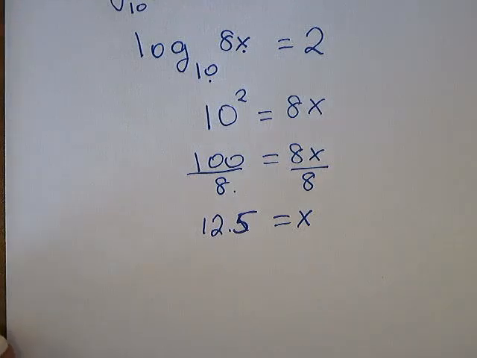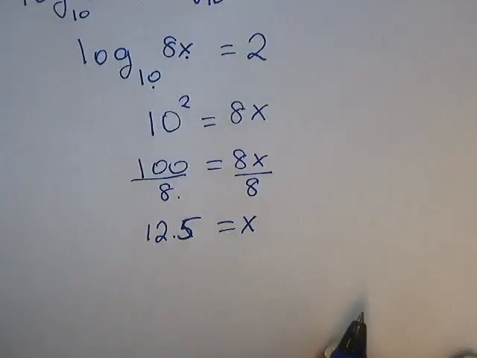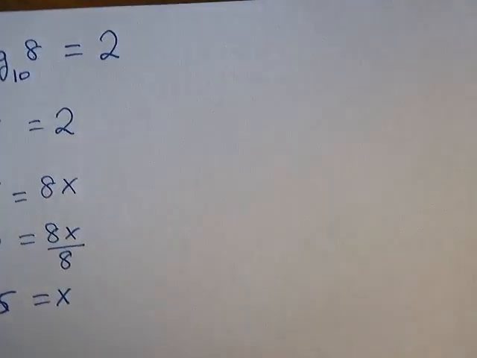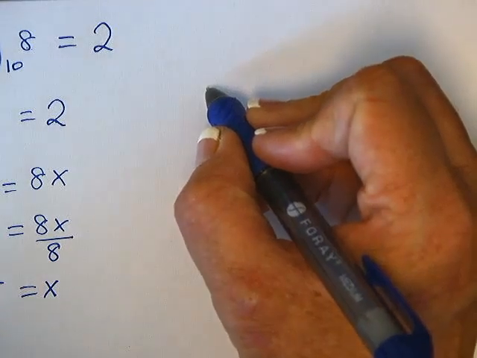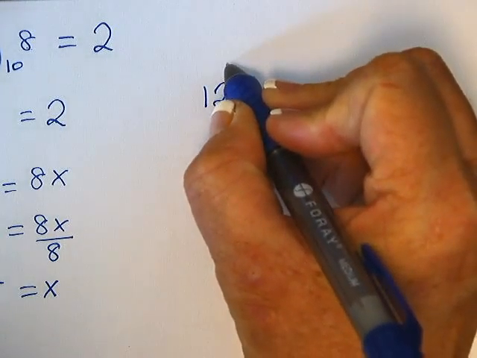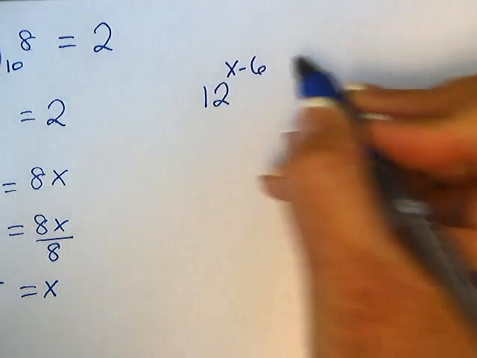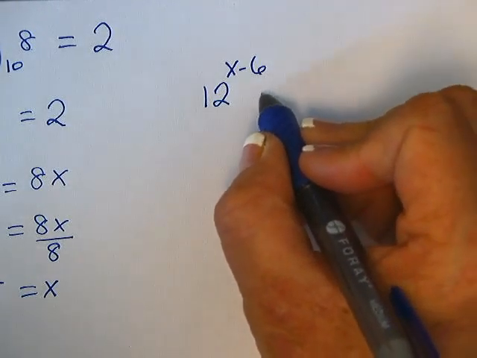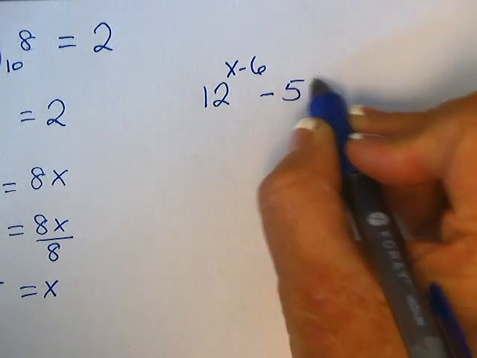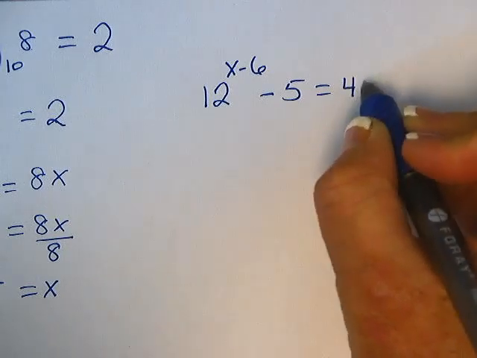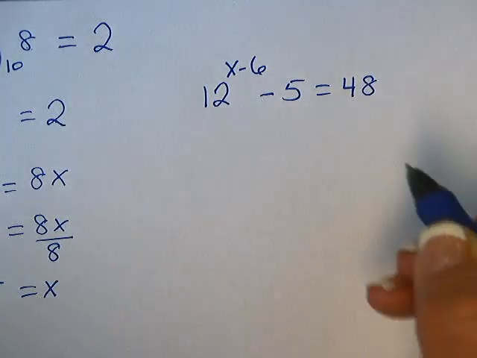Okay, let's try another one. And this time, let's have our unknown be in our exponent. We'll have an exponential equation to solve. So let's do 12 to the x minus 6, minus 5 is equal to 48.